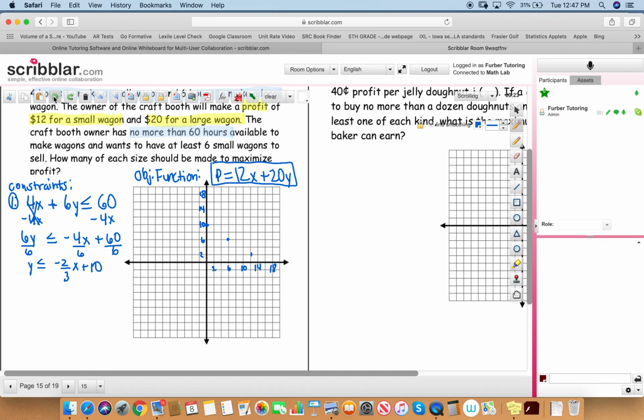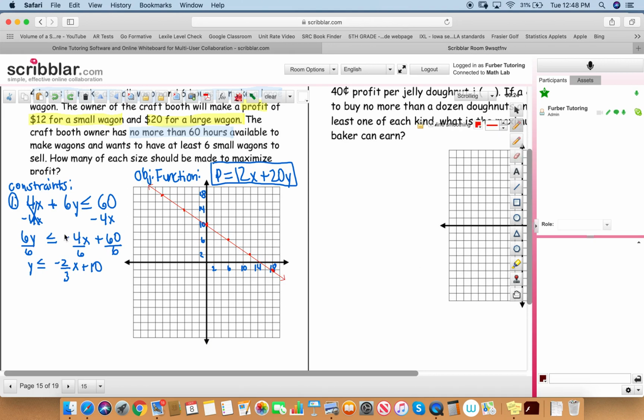Here, let me use a different color for that since I already labeled them. Down 2 to the right 3, down 2 to the right 3, down 2 to the right 3, up 2 to the left 3, up 2 to the left 3. All right, so let me go and plot in that line. Make the line a little less thick. Okay, that's good right there.